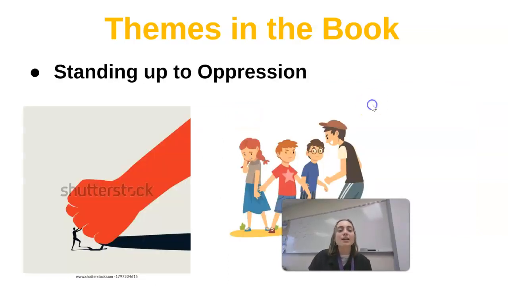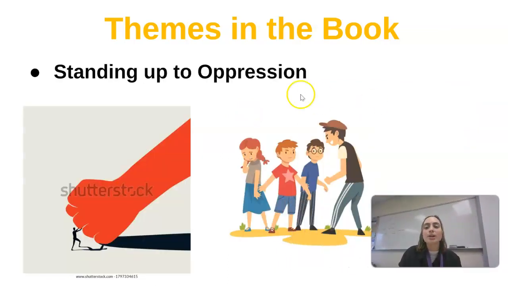The third and final theme that we're looking for in this book is standing up to oppression. As we've been talking about oppression, this is all about ways that groups of people try and use power to keep other people powerless. So standing up to that oppression is trying to fight back and get some power for yourself.